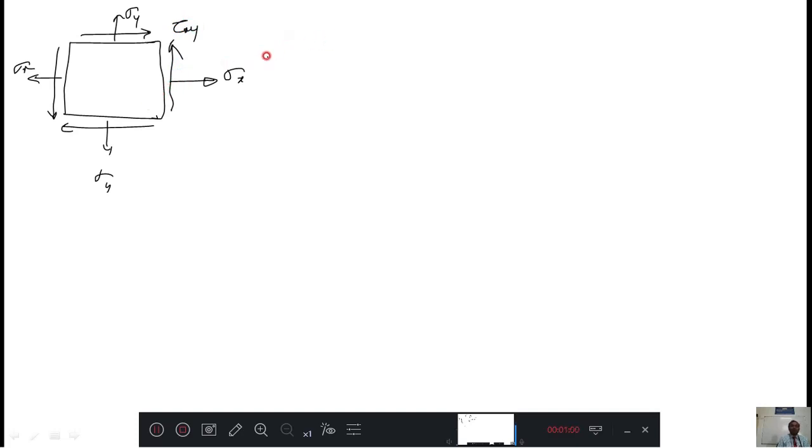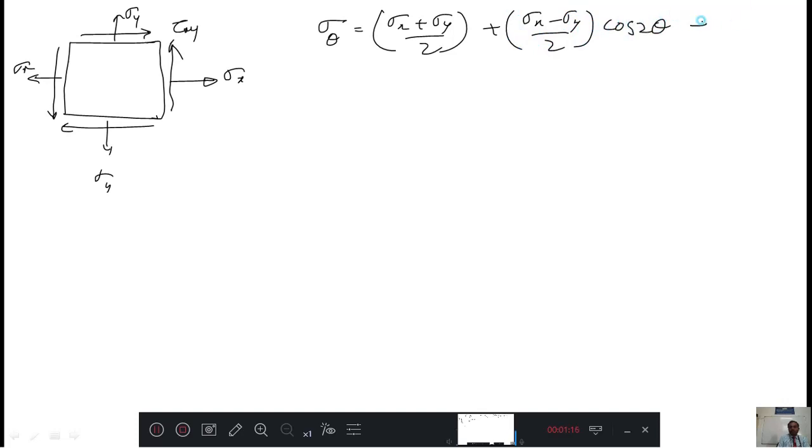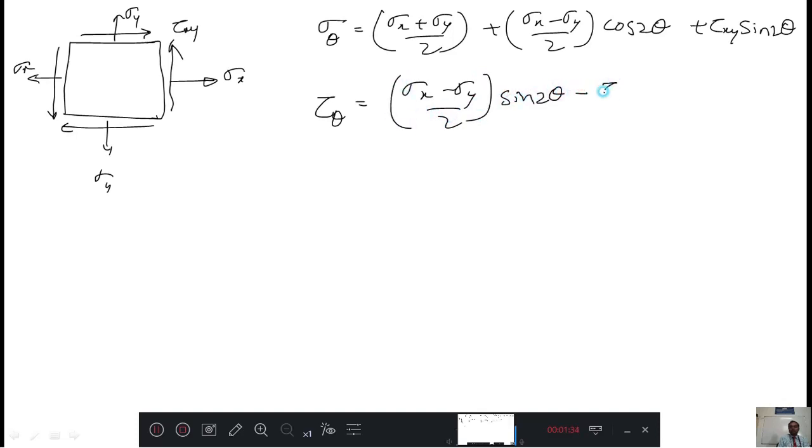Now, on a particular plane of interest, we know sigma theta equals sigma x plus sigma y by 2, plus sigma x minus sigma y by 2 cos 2 theta, plus tau xy sin 2 theta. Right? Next, on that plane only, shear stress will be sigma x minus sigma y by 2 sin 2 theta minus tau xy cos 2 theta.